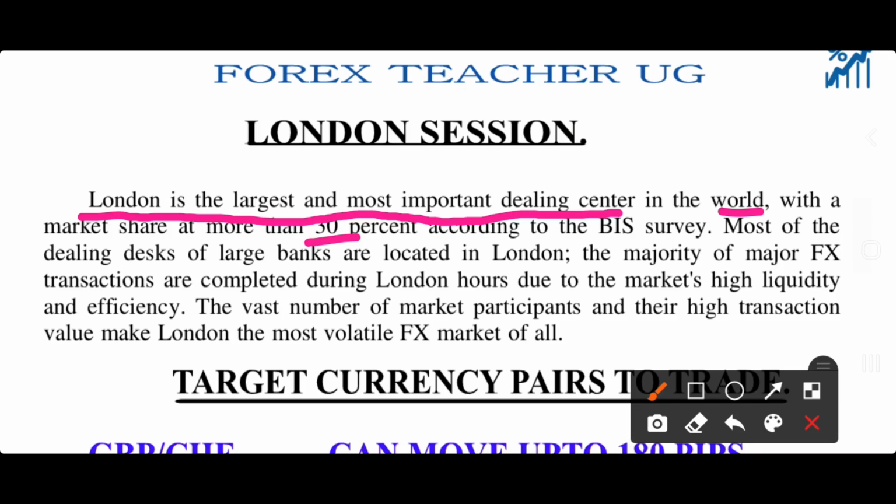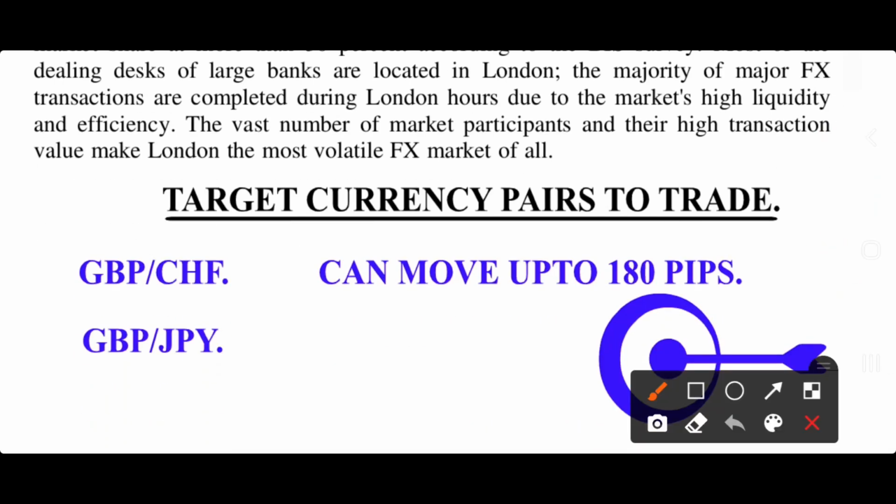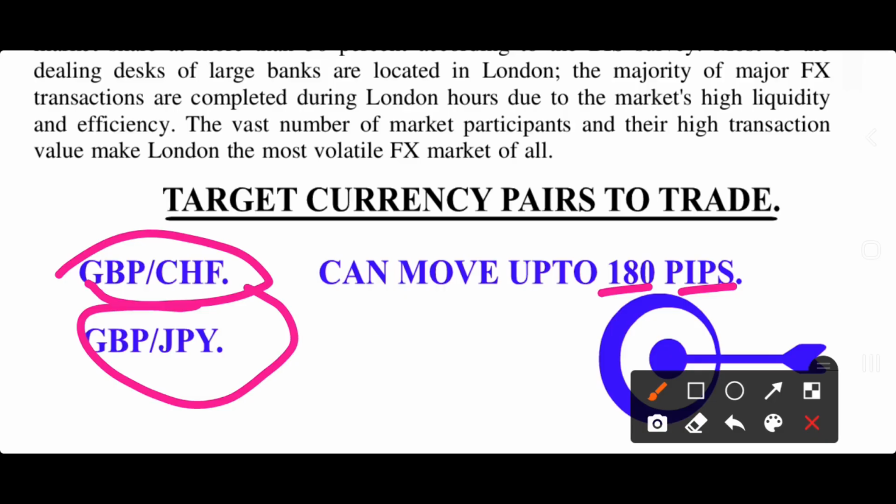If you are around East Africa, you can trade from 10 a.m. to 11 a.m. But when you are in other countries, you can still use the application to know when it is more convenient for you. The vast number of participants and their high transaction values make London the most volatile forex market of all time. These are the target pairs which can move over 100 pips, and remember the pips are the money. So GBP CHF, GBP JPY, GBP USD, and other GBP pairs and some of the small European pairs.